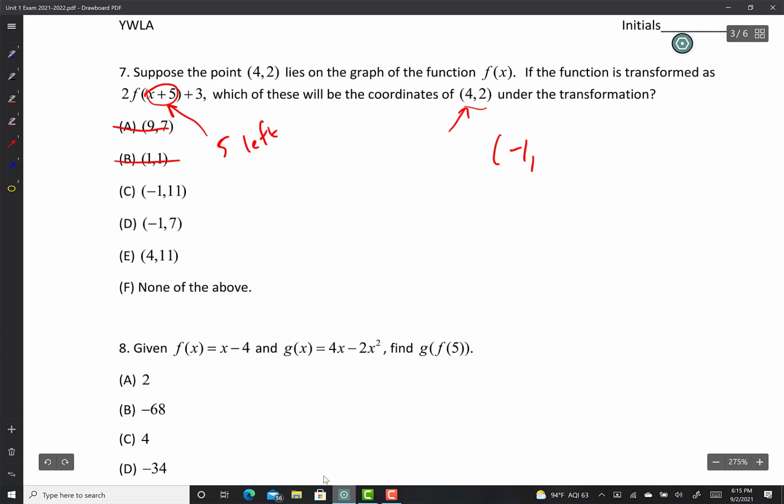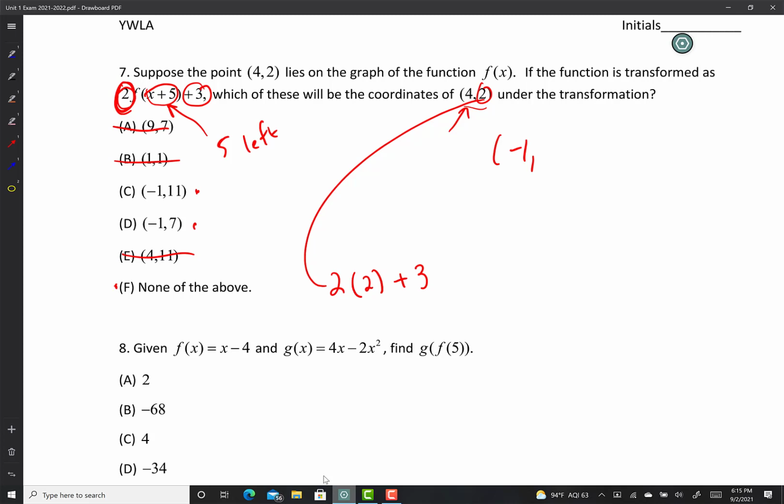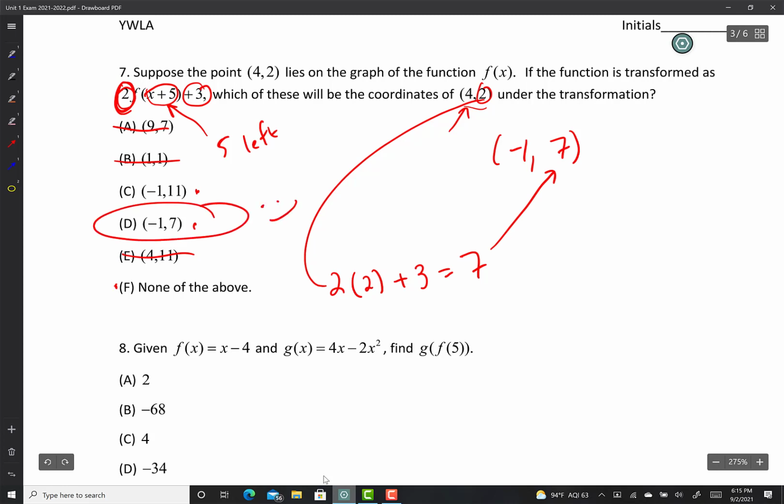Maybe f, right? All right, so next, what's going to happen? Well, this vertical stretch messes with the y value. So you're going to take the y value, which is currently 2, and I'm going to stretch it by 2. So 2 times 2. And then that plus 3 also messes with the y value. It moves it up 3 units. Remember, that's a vertical shift up 3. So 2 times 2 is 4, and then I'm going to add 3 to it, guys. So 4 plus 3, 4, 5, 6, 7. So I'm going to be at negative 1, 7. So there it is, and I look for it, and we're done.